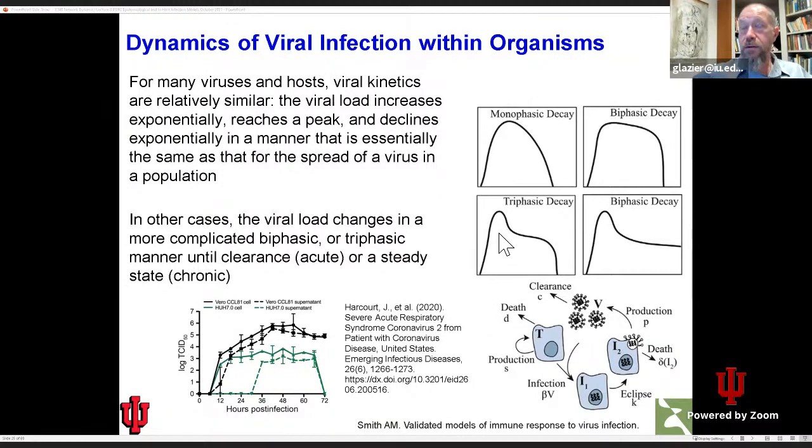This triphasic decay, where you have the peak and then the slower clearance, could be a situation where you have the virus getting into an organ system where it's easily cleared, and then, for example, crossing the blood-brain barrier into a tissue that's harder to get the virus out of. When the virus is cleared completely, we say that the disease was an acute disease. When the virus sticks around forever, or at least for a very long time, we say it's a chronic disease.